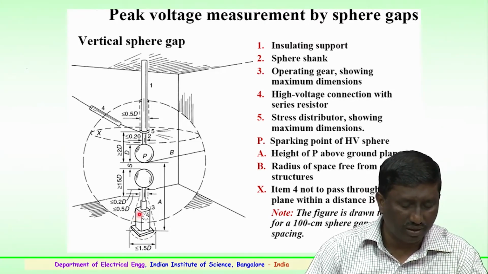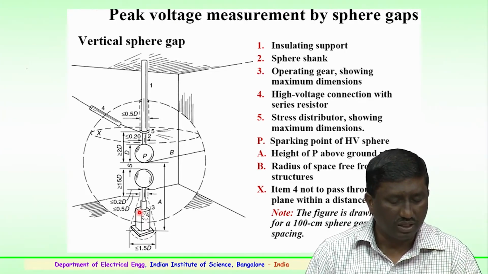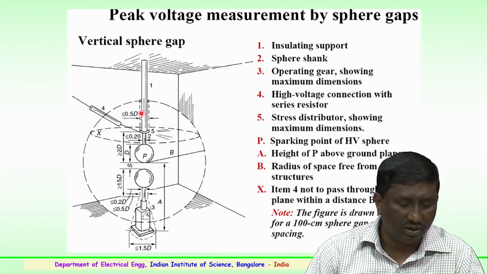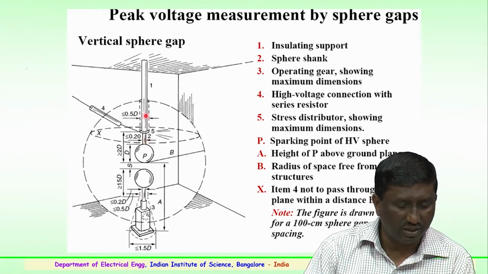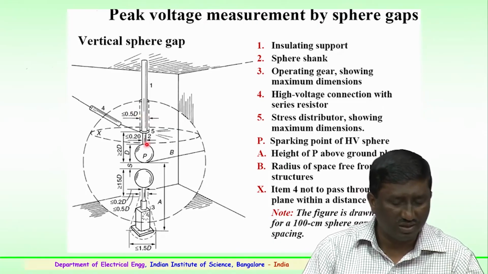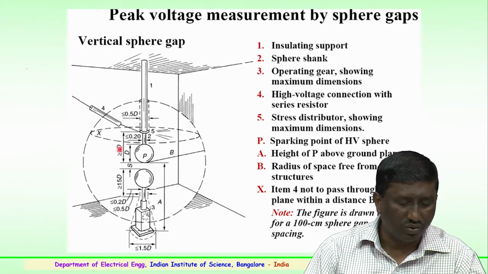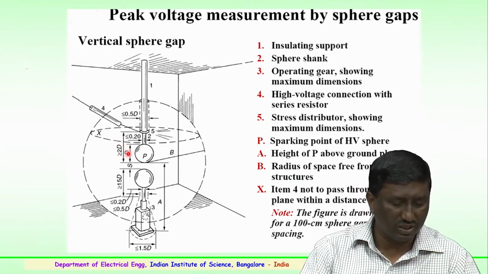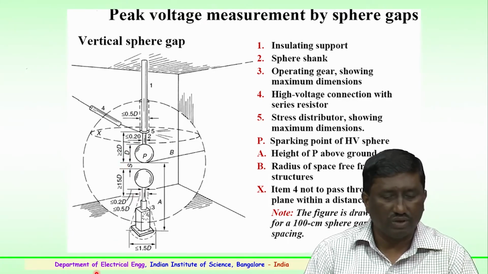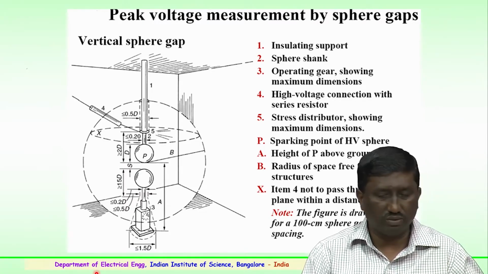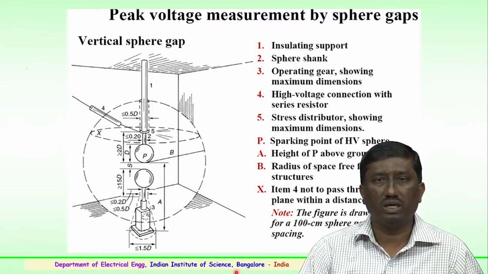It is very clear how the sphere gap assembly should be fabricated. The dimensions are clearly given here: the diameter of the shank, the minimum insulator dimension, the dimension of the sphere, the distance which has to be maintained and the gap, and also the minimum diameter of the spheres which could be used up to a particular voltage. This information is clearly defined in the standards pertaining to the sphere gap assembly, used for measurement of both high voltages and high currents.